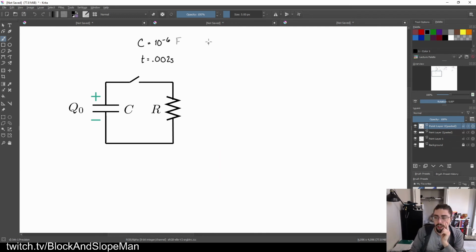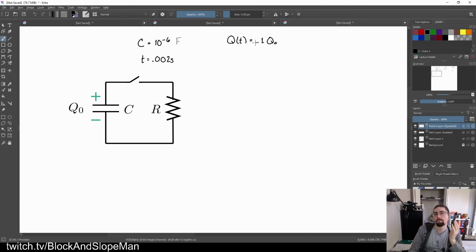Now, here's the last issue. 10% of the initial charge. So Q of T is equal to 0.1 Q naught. I don't know Q naught. I can't solve this equation right here. We're stuck in the water.